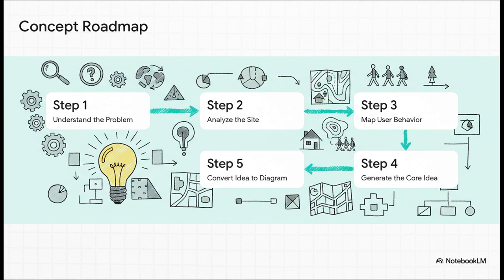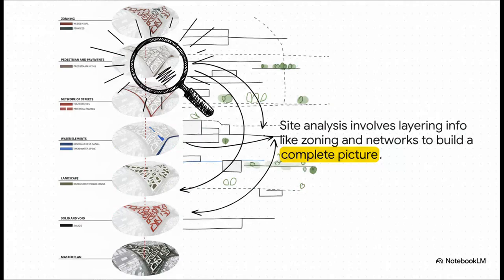Only then, after all that groundwork, do you get to the fun part of generating that core idea and turning it into a diagram. Okay, let's take step 2 for a second. Site analysis. This is where you really put on your detective hat. It's not just about looking at a map, it's about layering all this information. Pedestrian paths, street grids, water, green spaces, you name it. Each one of these layers is another clue pointing you toward the right design solution.